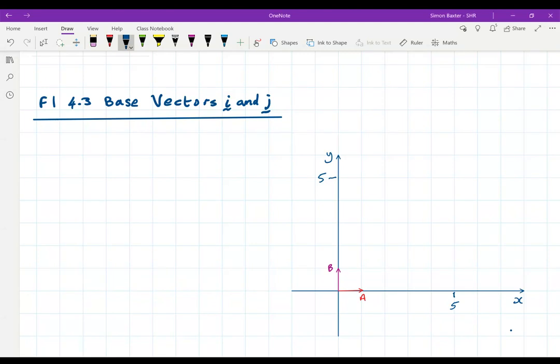In this video, we're going to look at the significance of the vectors (1, 0) and (0, 1) when describing the geometric effect of a matrix as a transformation, and also their significance in finding a matrix when given a transformation. We call these vectors the base vectors. i is our usual (1, 0), and j is our usual (0, 1), already marked on the diagram for you. You can see A at (1, 0) and B at (0, 1).